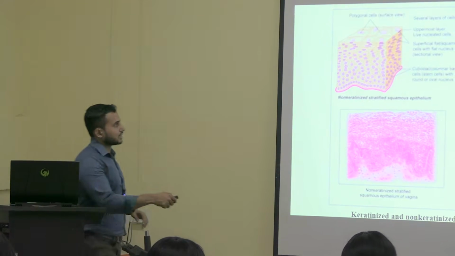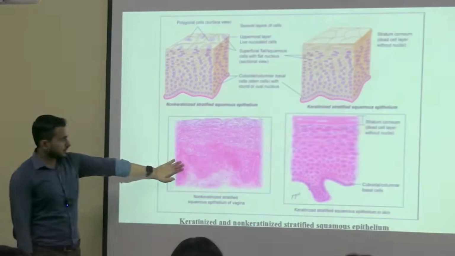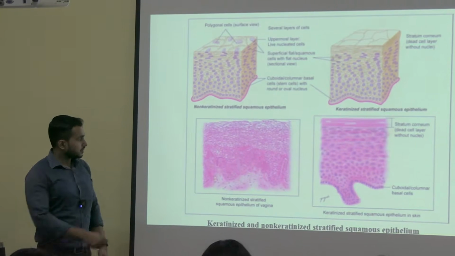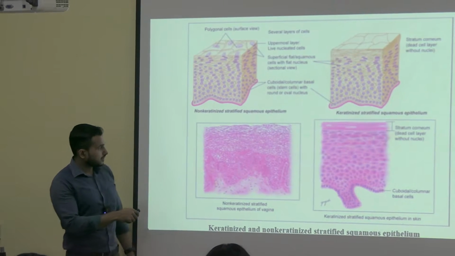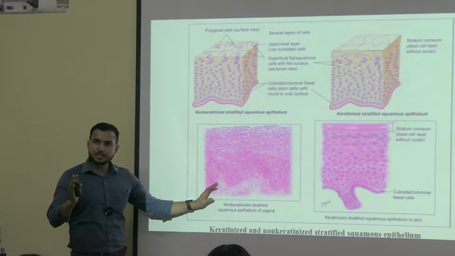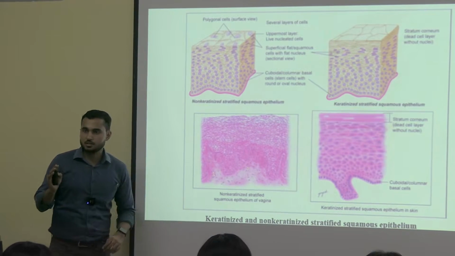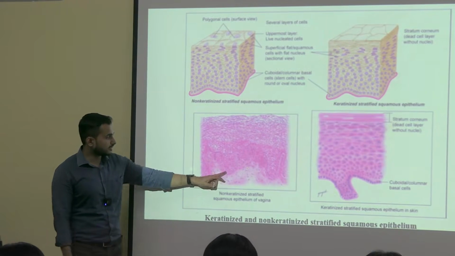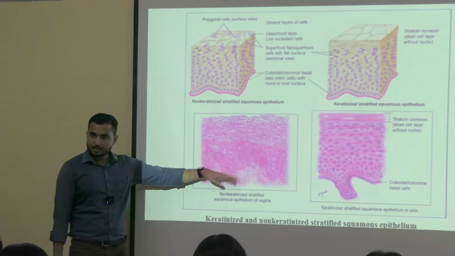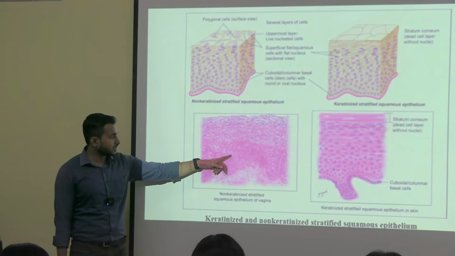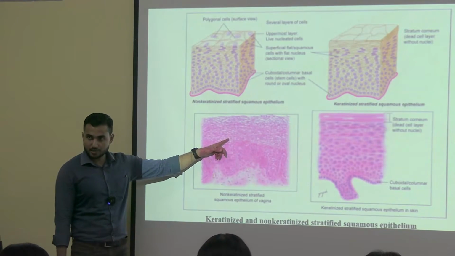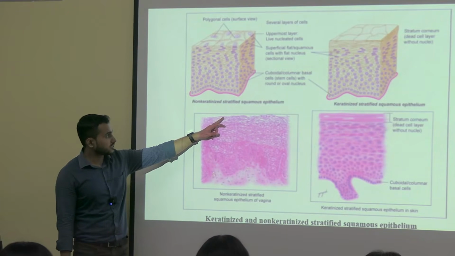So this is the schematic diagram and this is the microscopic image. Here you can see multiple layers are there. When you see this under the microscope, what to see? First of all, you have to identify the basement membrane. Above the basement membrane, you have to see how the nuclei are arranged. And then go on the surface.